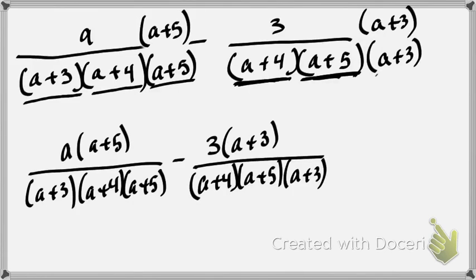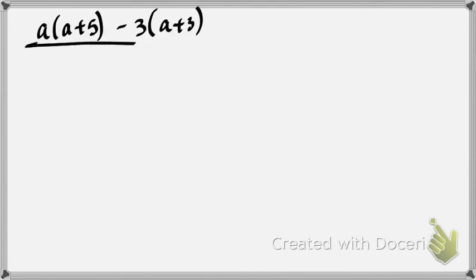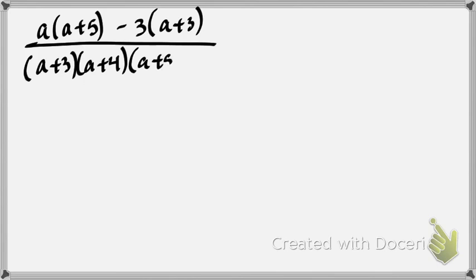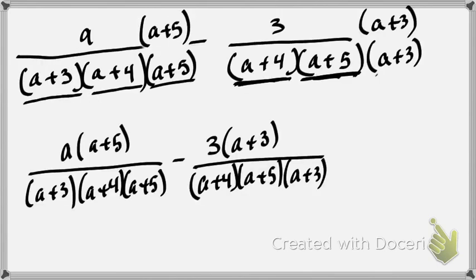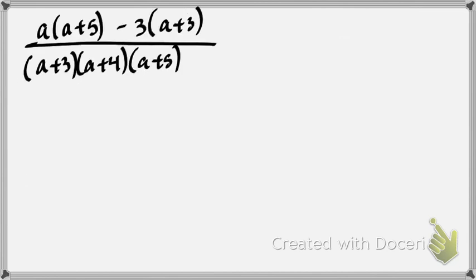Let's take a look here. We have a times a plus 5 minus 3 times a plus 3. And then we have, that's easy, a plus 3, a plus 4, a plus 5. And the order does not matter in which you write these parentheses. As long as you have each one accounted for in each fraction, it's okay to write them in any order you want. So I just wrote them as I see it there.